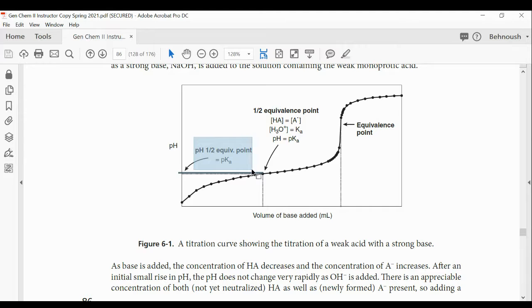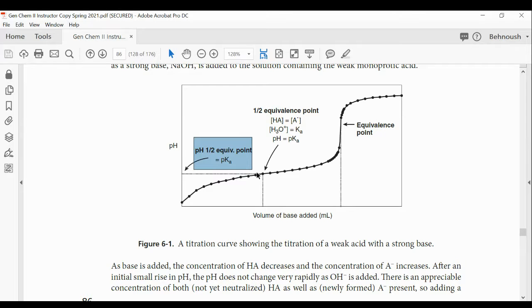Because I'm not going to tell you how to add the base, how to read the burette, and how to do this, because it's a 1046 lab. You already know that. You don't want me to take your time for that. These are just the steps to approach the purpose of the experiment, trying to find the Ka.